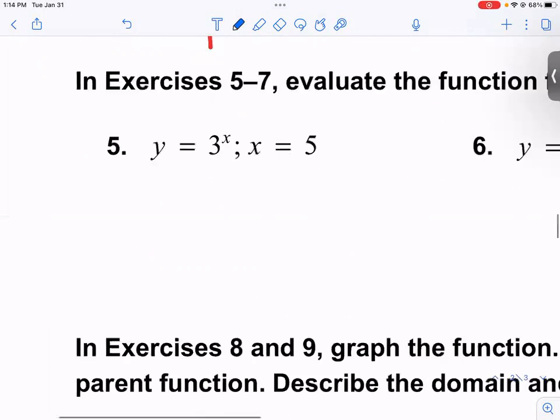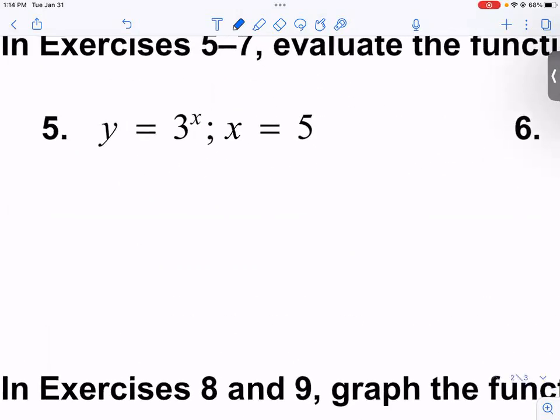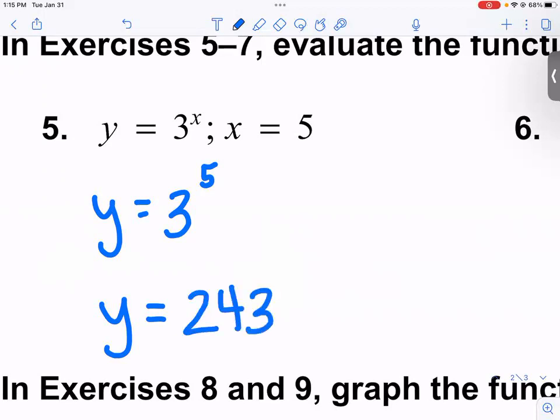So let's talk about how we evaluate a function. Okay. Here in number 5, y equals 3 to the x. If x is 5, I'm going to put 5 in for x. And now I have 3 to the 5th. Nirvan? Great. Thank you.